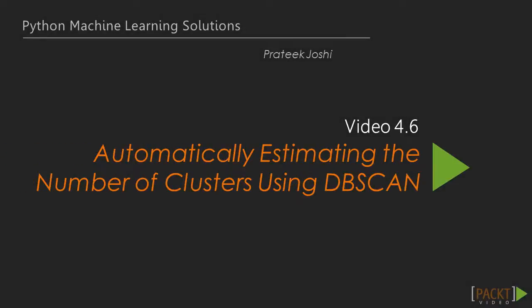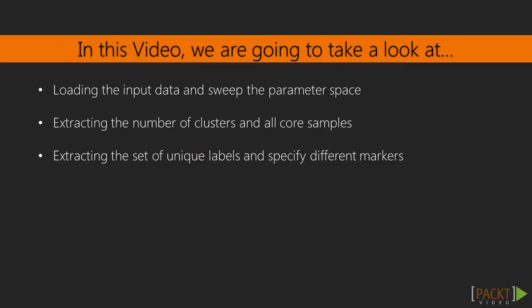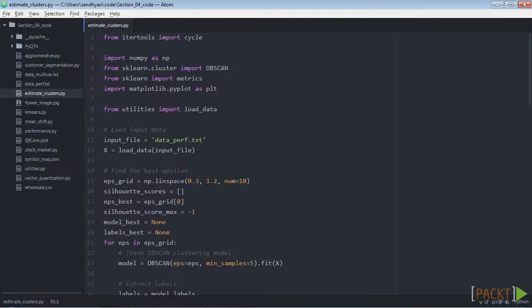In the previous video, we looked at how to evaluate the performance of clustering algorithms. In this video, we're going to take a look at automatically estimating the number of clusters using DBSCAN. As one of the input parameters, in the real world, we wouldn't have this information available. We can definitely sweep the parameter space to find out the optimal number of clusters using the silhouette coefficient score, but this would be an expensive process.